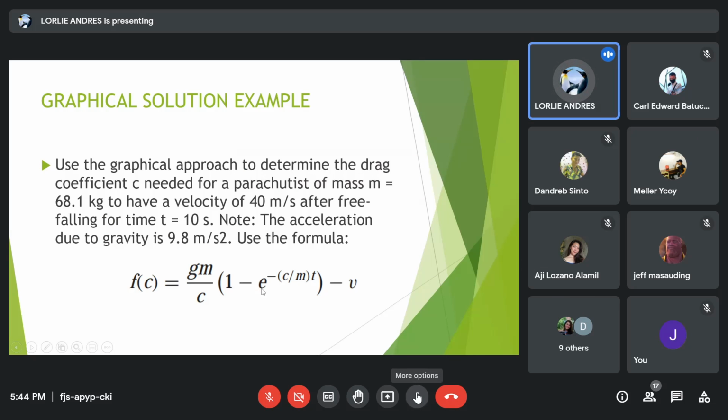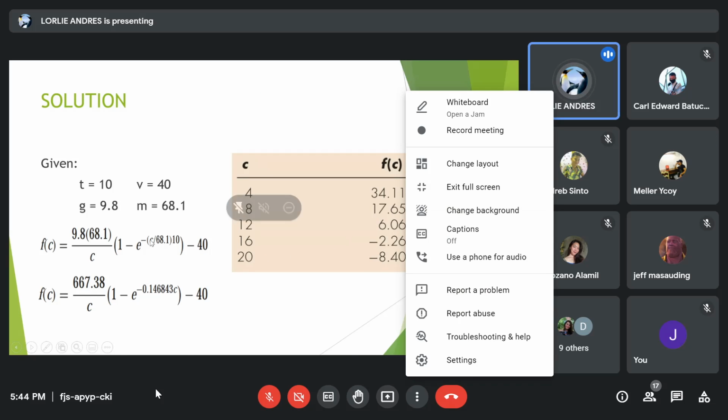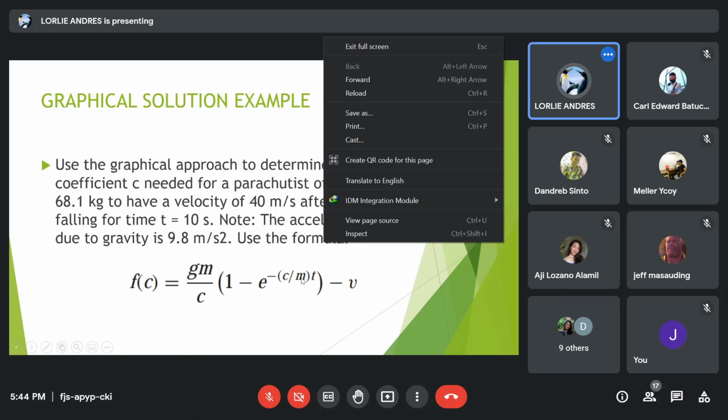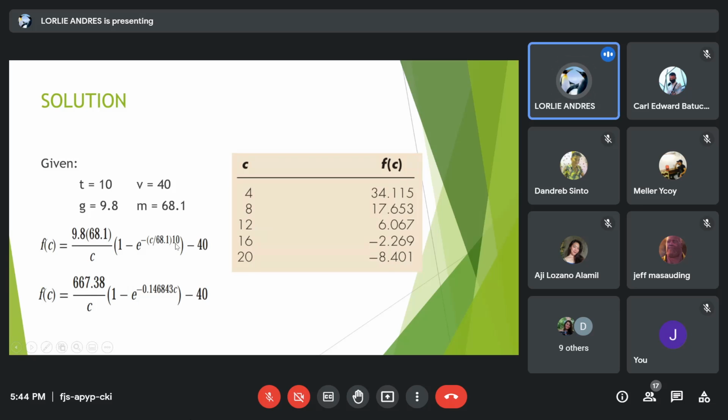okay, then we have 1 minus E to the negative C over M. So our C, we don't have the value of C yet, and then our M is equivalent to 68.1, and then our time is 10, then the velocity is 40. If you multiply this, 9.8 multiplied by 68.1, that is equivalent to 667.38. Then when you divide 10 by 68.1, that is equivalent to 0.146843. Okay? And then times C, because C is the unknown.